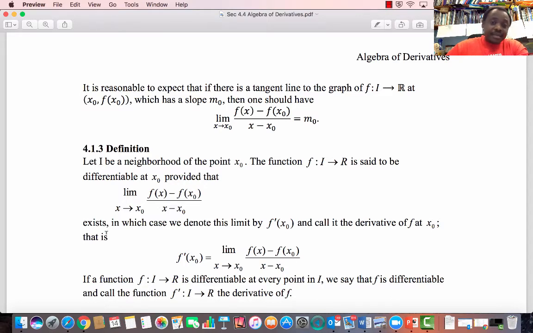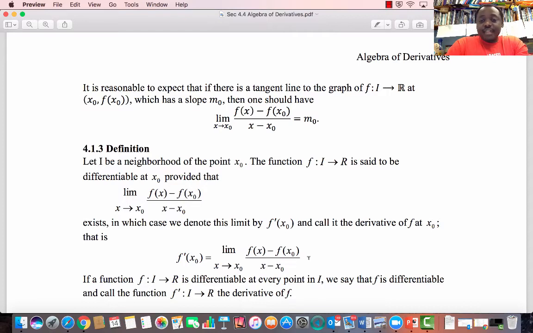So that means the left-hand limit must equal the right-hand limit, in which case we denote this limit by f prime at the point x0 and we call it the first derivative of f at x0. First derivative because we shall also look at second derivatives, third derivatives, and so on and so forth. So we would define f prime at x0 to be the limit as x approaches x0 of f of x minus f of x0 divided by x minus x0.